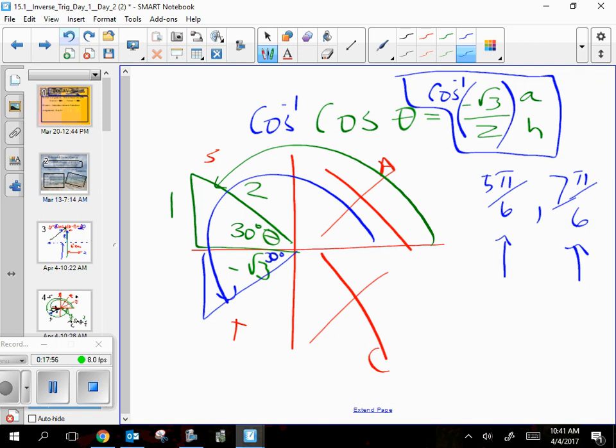What's your gut feeling? Which one do you think is going to get thrown out? 7 pi over 6 is going to get thrown out. It's true. Okay, now, why? Because it's bigger? Nope, it's not because of that.